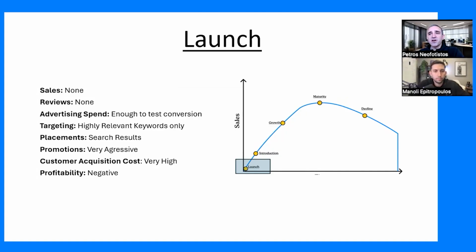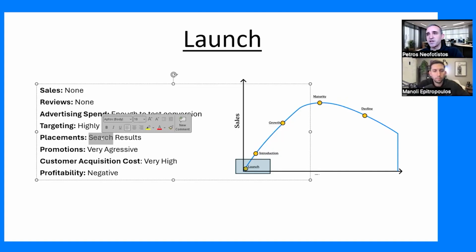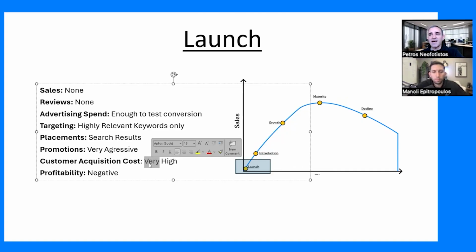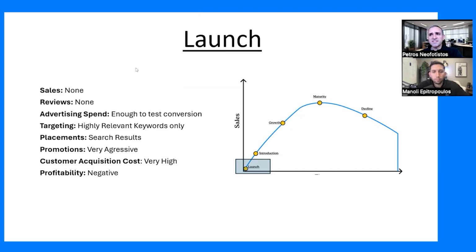When you're talking about targeting, we talked about highly relevant keywords only, just the testing phase. Placements, we're talking about search results. You're not going to go on competitor listing pages with no reviews. So you're really just talking about the most relevant keywords in the search result pages. You're going to be running very heavy promotions so that you can get those initial sales because you are fighting your own lack of reviews. Your cost of acquisition is going to be the highest that it ever is, and you're probably going to lose money at the beginning.